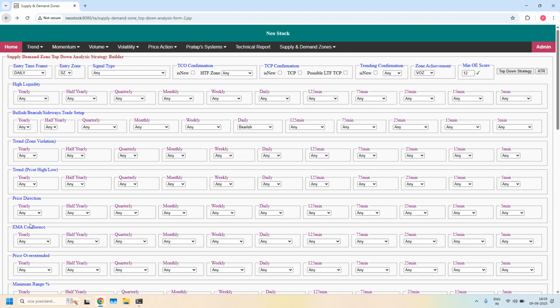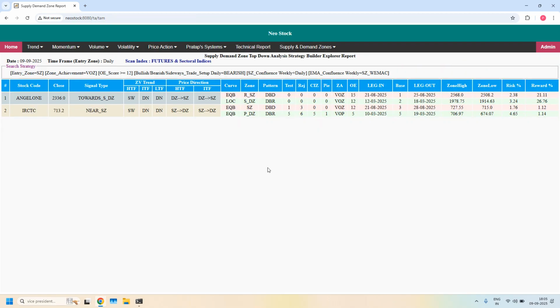So let's further filter based on weekly supply zone having weekly EMA confluence. So 2 stocks are filtered. These 2 daily supply zones might have a higher probability of success, provided less than 20 checklist items are satisfied. Otherwise, there are higher chances of zone violation.